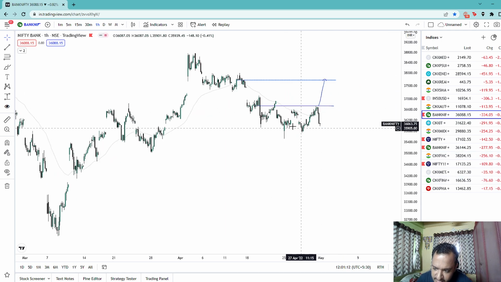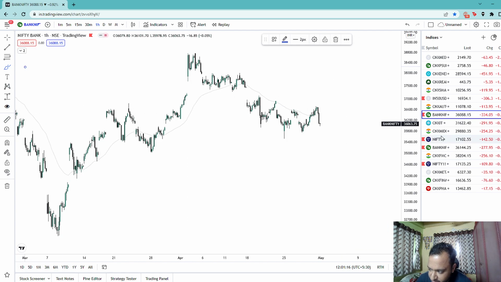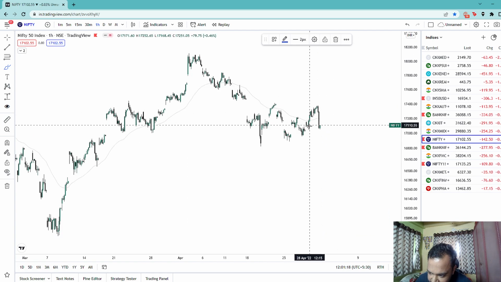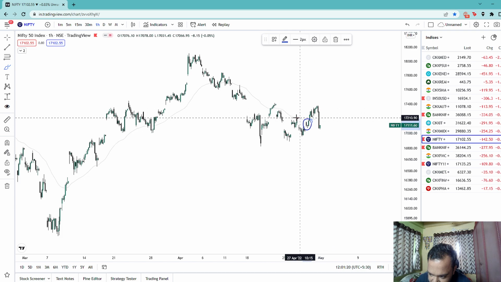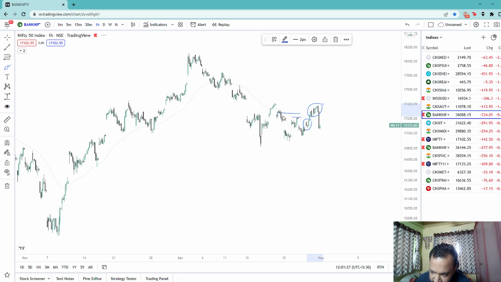So in Bank Nifty, if you see, Bank Nifty is noticeably a bit weaker than Nifty. All right. If you see in Nifty, this entire area was trading above the 50 EMA, and we were trading above all these highs in Nifty, right? But in Bank Nifty, if you see this, we aren't really trading above any high right now.